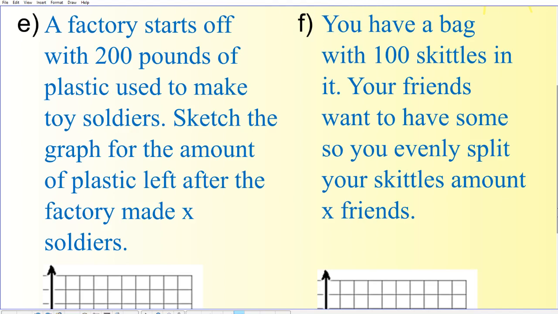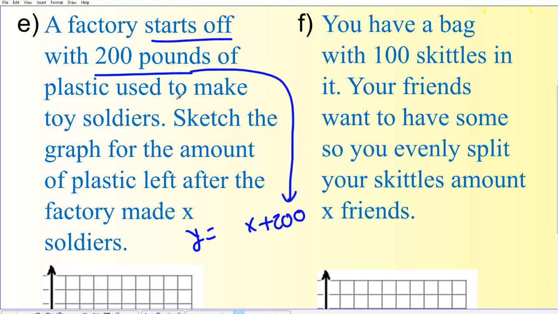Letter E says, a factory starts off with 200 pounds of plastic used to make toy soldiers. To me, that it starts with 200 pounds is an initial value. So in my head, I'm imagining some equation. Starts off with 200 pounds, okay? Sketch the graph for the amount of plastic left after the factory made X soldiers.